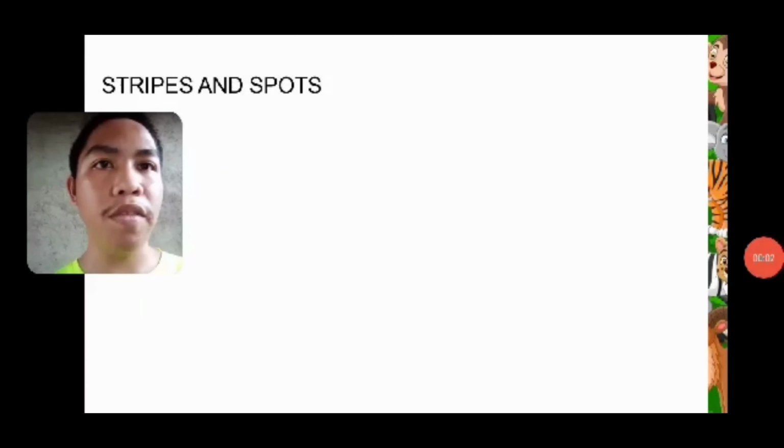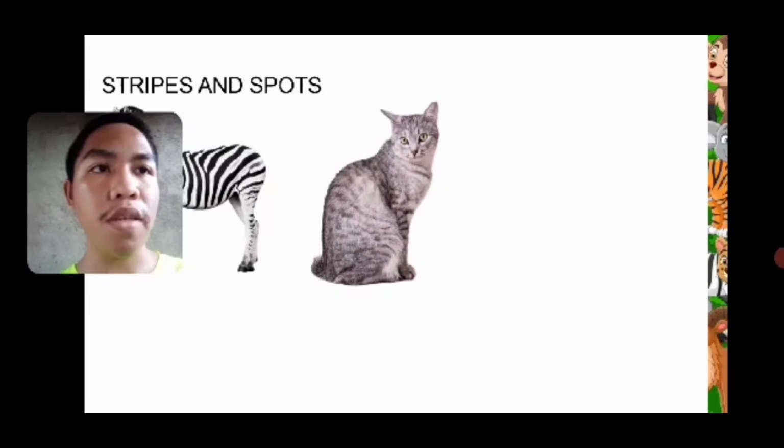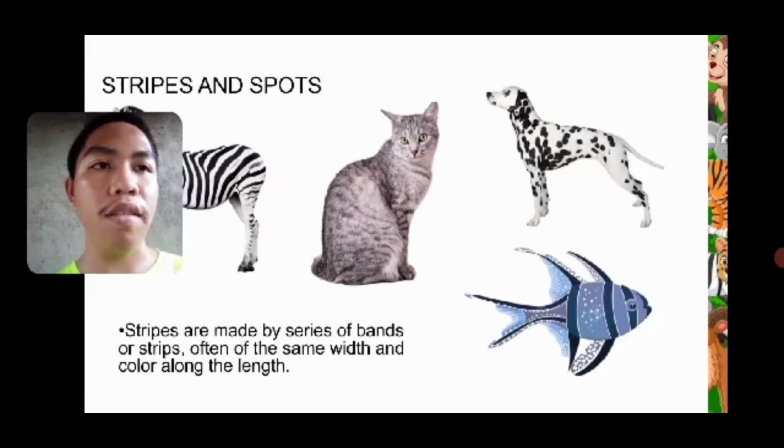My topic is the stripes and spots. The stripes are on the zebra and cat, and the spots are on the dog and fish. Stripes are made by a series of bands or strips, often the same width and color along the length. And the spots are just like the dog's, surrounded by its skin.